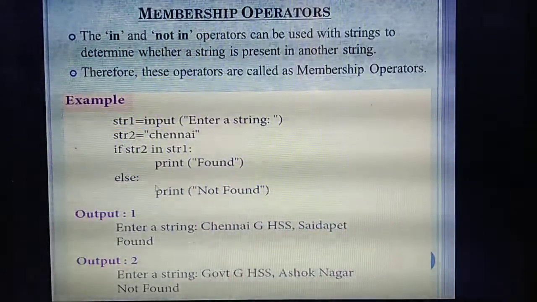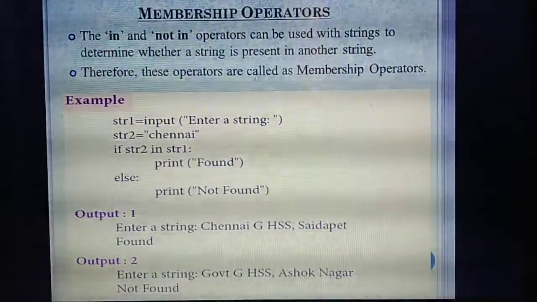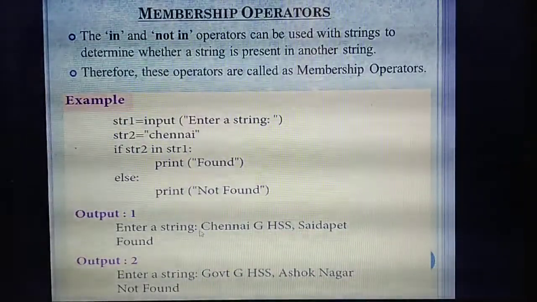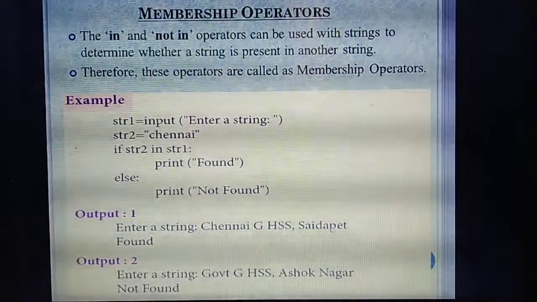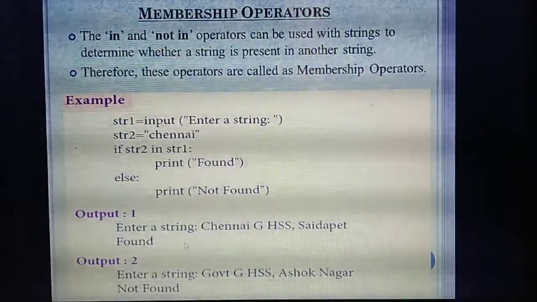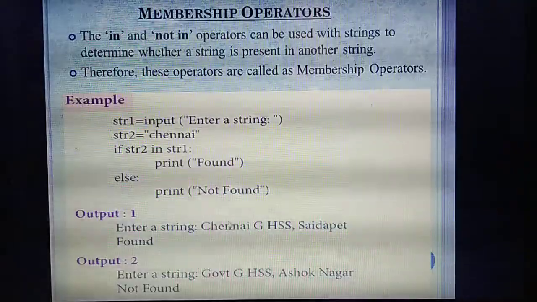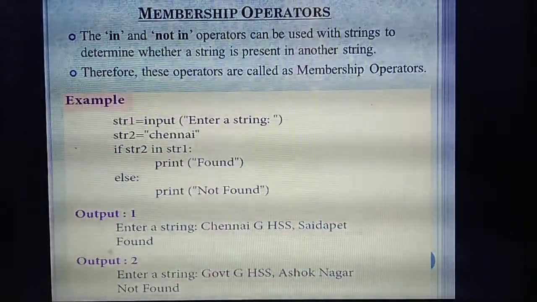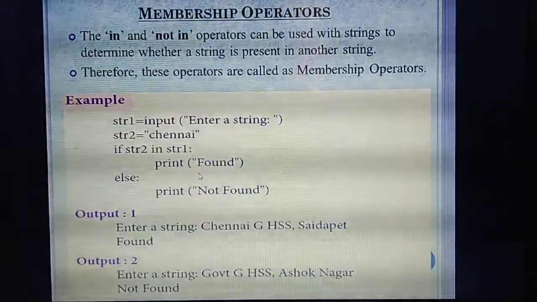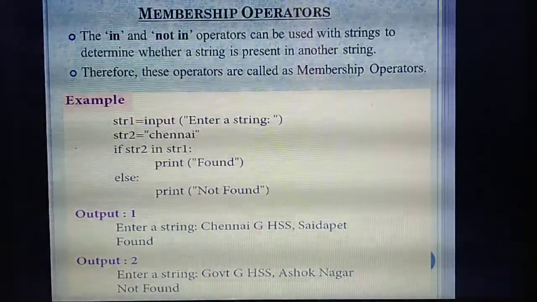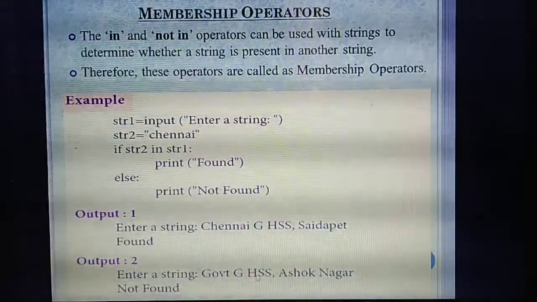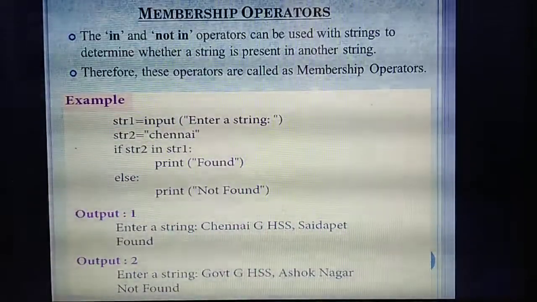Now you run the program. After running the program, what output will you get at the first line? Enter a string. In the string, they have given Chennai GH side bar. Whether the word Chennai is found here? Yes. So you will get the output Found. Understand? Next you enter another one: Government High School, Ashok Nagar. Is the word Chennai here? No. So you will get the output as not found.